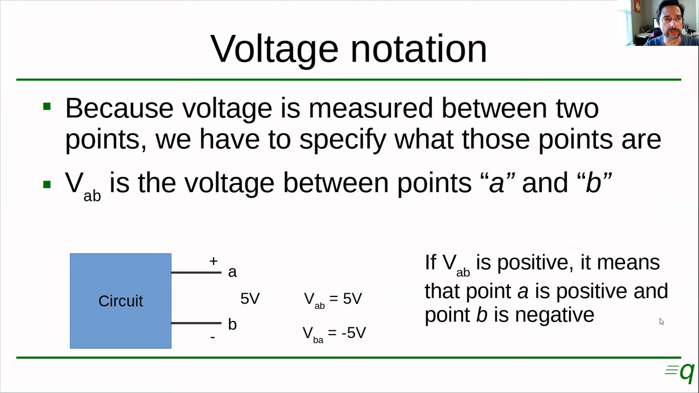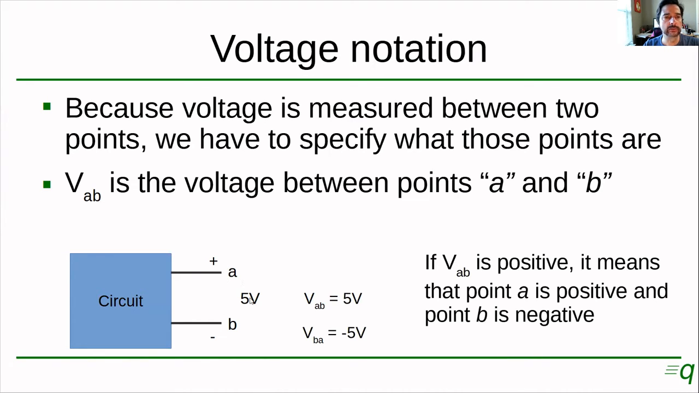Now going back to the fact that voltage is measured between two points, we have to specify what those two points are, right? So the notation that we're going to be using is this one, VAB. VAB is the voltage between points A and B. So let's consider this circuit, it doesn't matter what's inside, right? And let's say we have two points of the circuit. One point is A and the other point is B. And it happens that A is more positive than B, right?